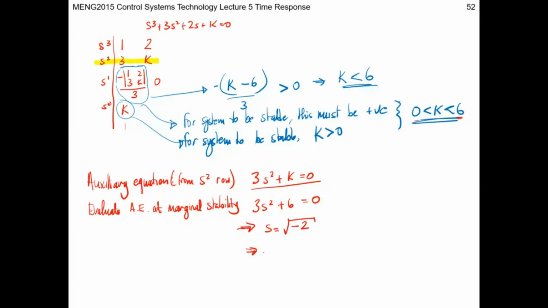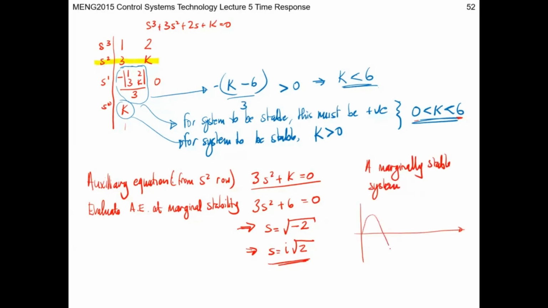So that means that s is actually purely imaginary, and we can write it as i root 2. So this is actually the value of s for which, when we're in this marginally stable condition, when our gain k is 6, this is going to be our value of s. And this root, being purely imaginary, what's it going to give us? Think about the condition of marginal stability. When a system's marginally stable, what happens to it? It behaves something like this, and I'll try to draw it well enough.